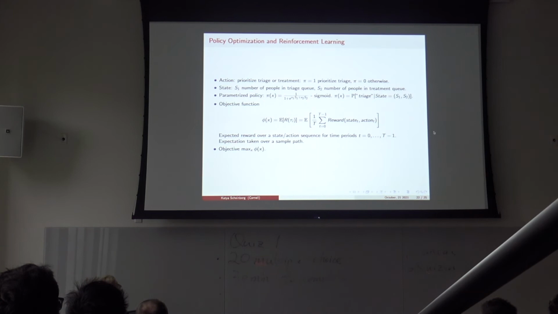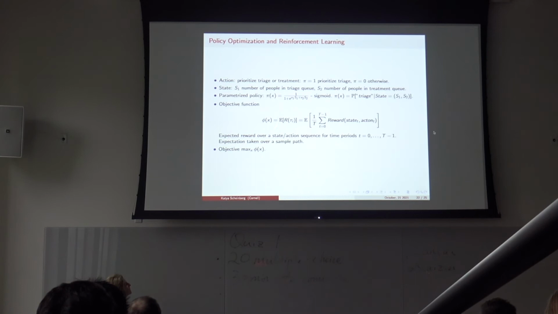the number of people here. So this is the number of people in the first queue, this is the number of people in the second queue, and actually, this probably should be a minus, but it doesn't matter. So I'm optimizing the reward function. My policy depends on x1 and x2. What it means is this function is between 0 and 1, so when it's close to 1, that gives me a high probability of prioritizing triage, and when it's close to 0, it gives me a high probability of prioritizing treatment. Okay.